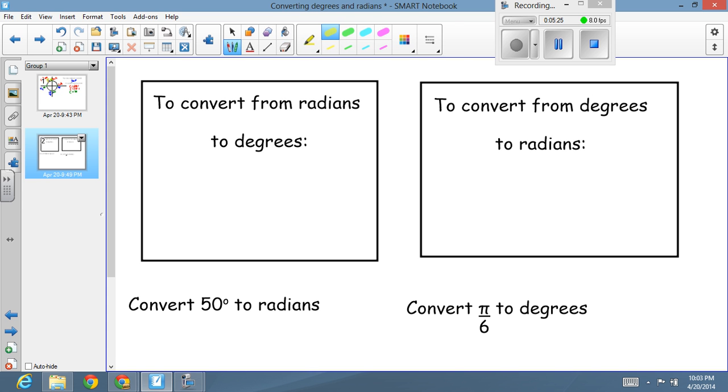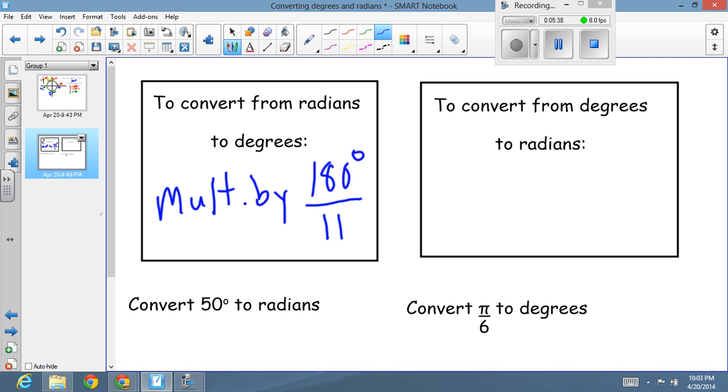Let me choose the correct pen here. I'm going to multiply by 180 degrees over pi. Okay, and when I do that, it will enable me to cross out the radians and be left with degrees. I'll be left with degrees.